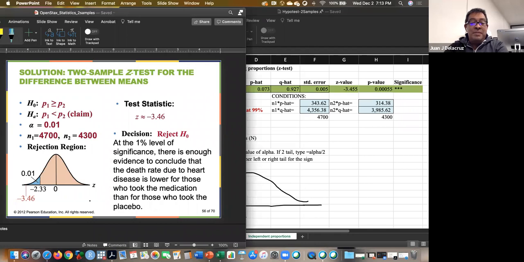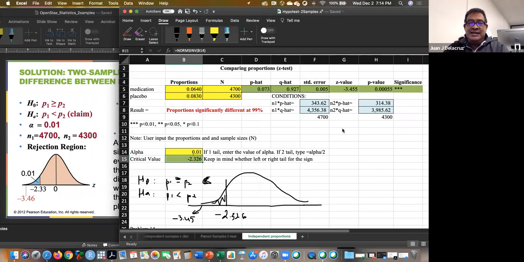So in this case, at the 1% level of significance, because we are rejecting the H naught, we have enough evidence to support that the death rate due to heart disease is lower for those who took the medication than for those who took the placebo. So I hope you guys can use this and not only use it but go beyond that. These formulas can be easily done. Some of them require a little bit more work. So I invite you guys to look at what happens in each case.